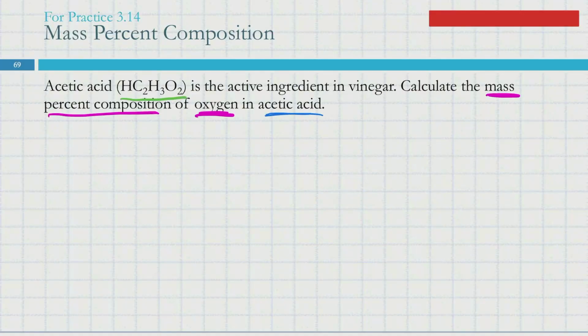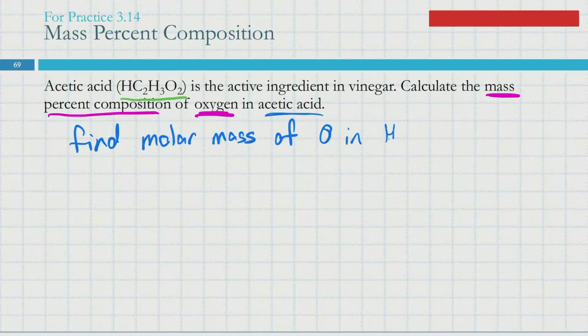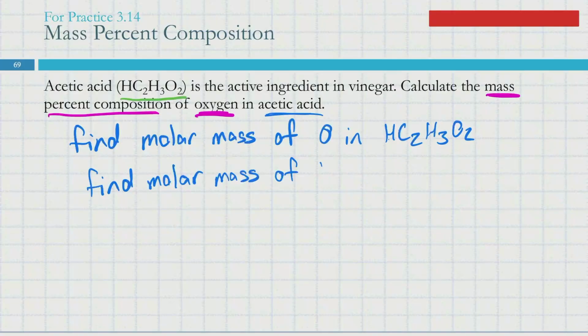So we need to calculate the molar mass. Find molar mass of oxygen in HC2H3O2. We also need to find the molar mass of the acetic acid itself. So let's start with the molar mass of the whole thing.